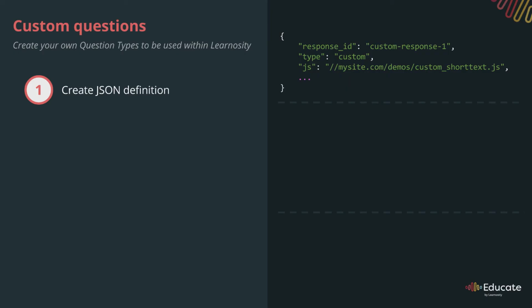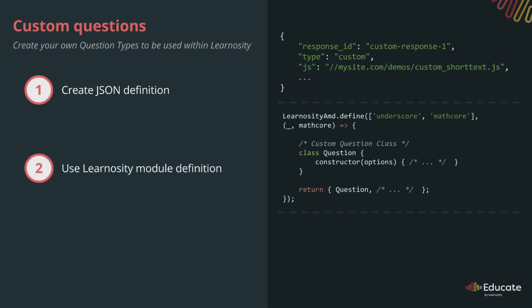So to use the custom questions, what you need to do first is to have the definition of this question and use the type custom here. And you will need to point to the JavaScript that the question needs to use. So we'll load that for you. Once you have that, you need to use our module definition, and you can load some of the libraries that our APIs have. So if you want to use a math question type, we have something called math core, and you will be able to use some mathematics operations on that. And then you just export it here.